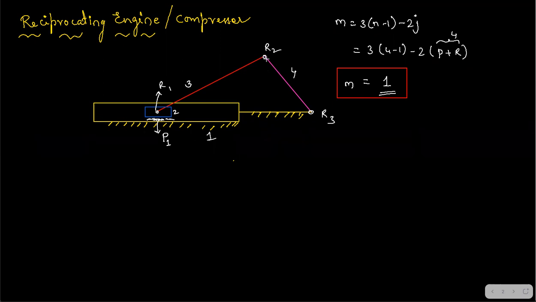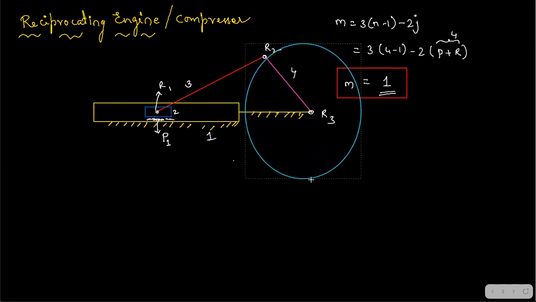Yes, let's visualize. The crank is rotating on this circle. The circle should be a little bigger. Yes, now it is almost looking right. The crank is rotating on this circle.